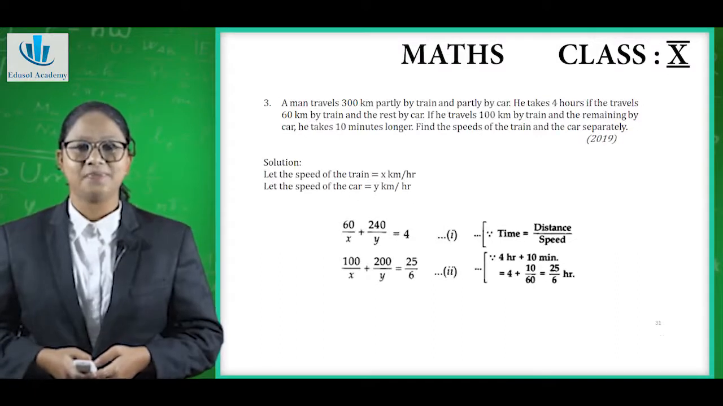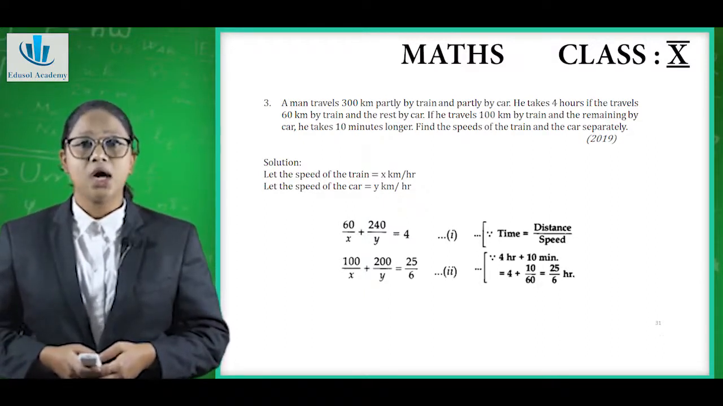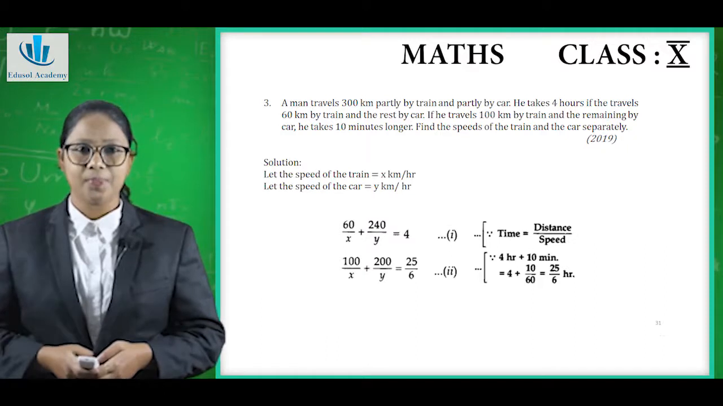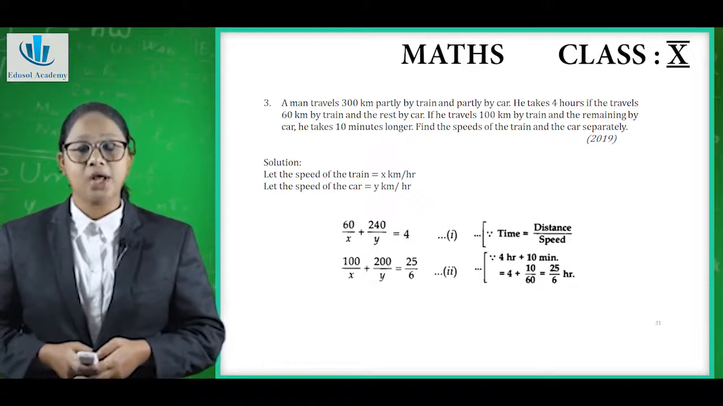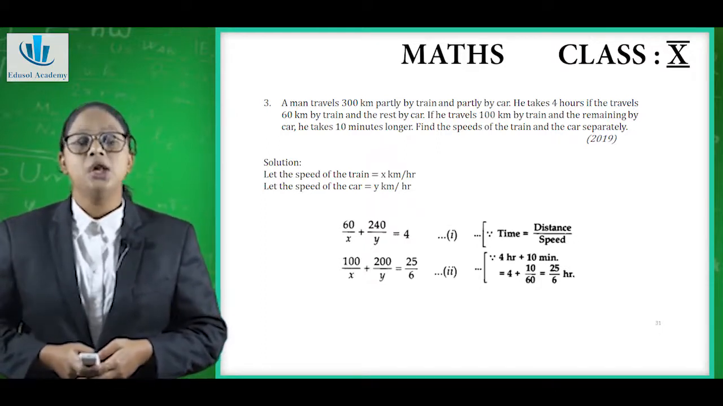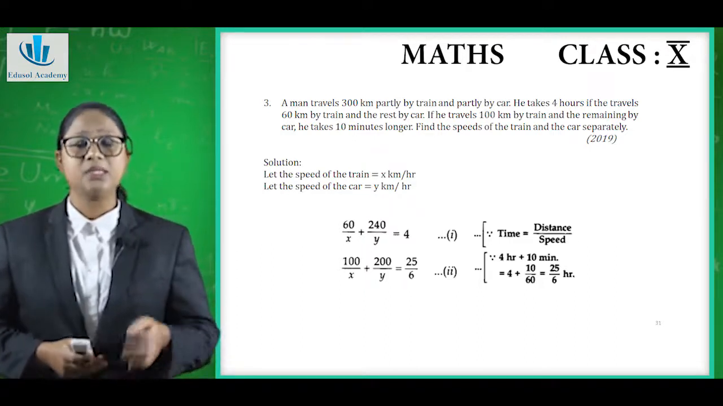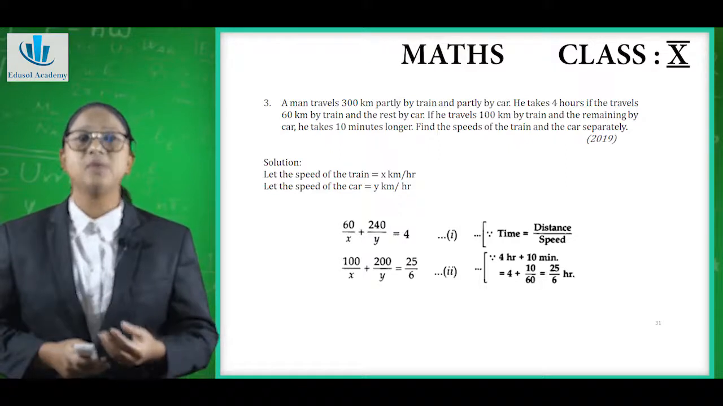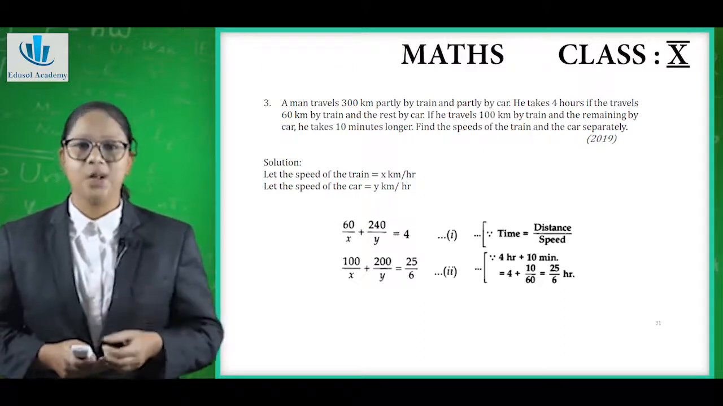Here comes next question. A man travels 300 km partly by train and partly by car. He takes 4 hours if he travels 60 km by train and the rest by car. If he travels 100 km by train and the remaining by car, he takes 10 minutes longer. Find the speeds of the train and the car separately. So the question is to find speeds of the train and the car. So we have to give the assumptions. Let speed of train be x kilometer per hour and speed of car be y kilometer per hour.